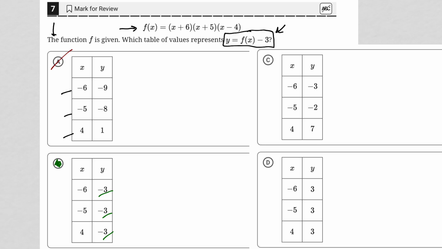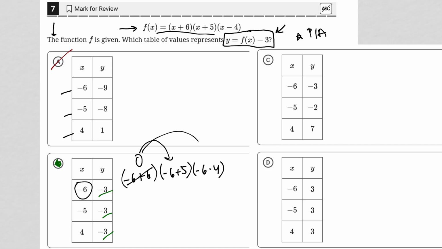If you didn't trust that, or if you chose to not use Desmos by chance, you could also use plug-in answers as a strategy for this question, where we're just plugging -6, for instance, into the f of x. So we'd see, for instance, -6 plus 6. And of course, at that stage, you hopefully will know that it doesn't matter what else happens after this, because -6 plus 6 is 0, and 0 times the remaining things here will still be 0.